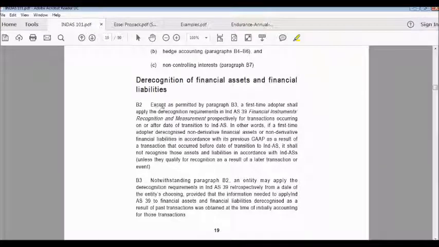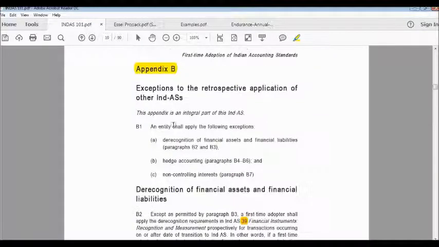B2 says, except as permitted by paragraph B3, a first-time adopter shall apply the derecognition requirements in Ind AS 39, you can read it as 109, financial instruments recognition and measurement, prospectively for transactions occurring on or after the date of transition to Ind AS. In other words, if a first-time adopter derecognized a non-derivative financial asset or liability in accordance with previous GAAP as a result of a transaction before the date of transition, it shall not recognize those assets and liabilities in accordance with Ind AS.